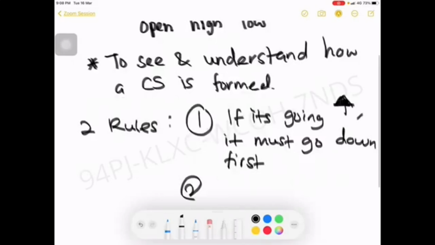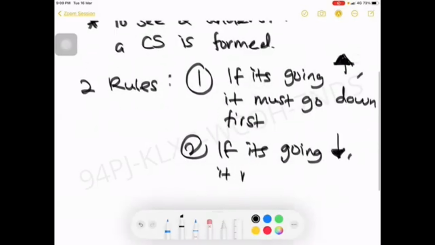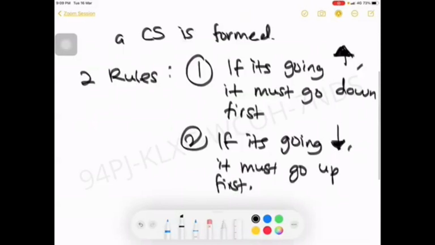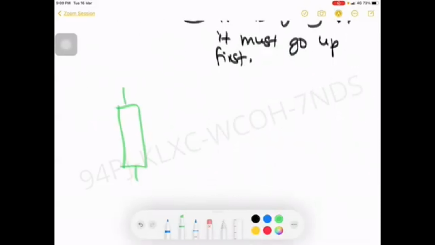And number two, if it's going down, it must go up first. So these are the rules. There are only two rules for a candlestick, which is a red one.